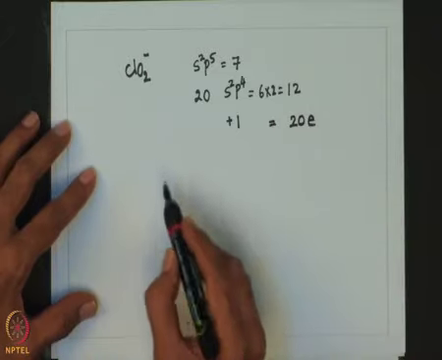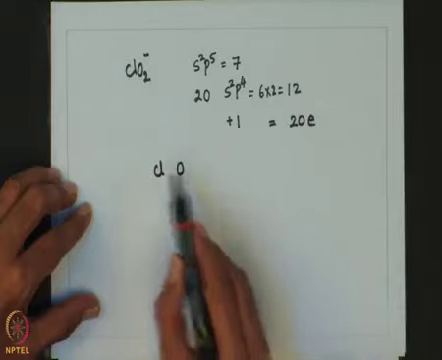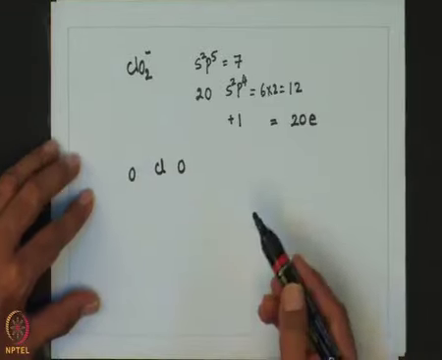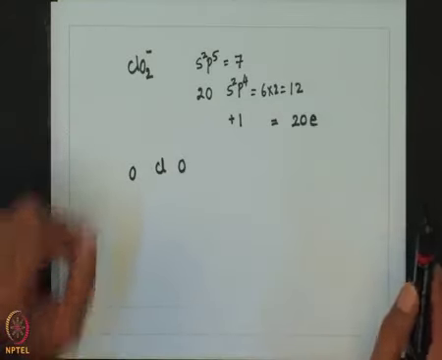Now, we have to identify the central atom. In this one, the central atom is chlorine, and then we have 2 peripheral atoms as oxygen. Now, we know that we need 2 electrons for making a bond.